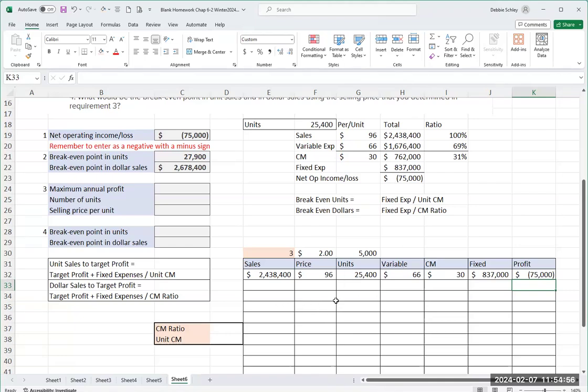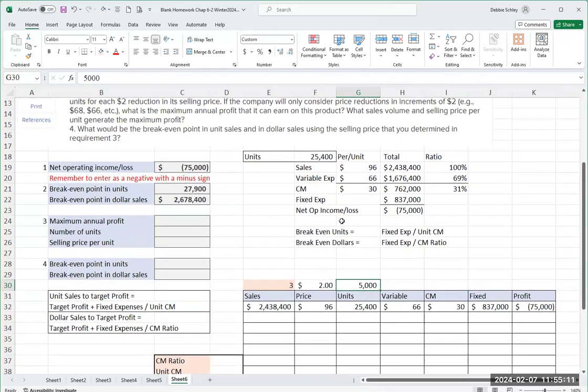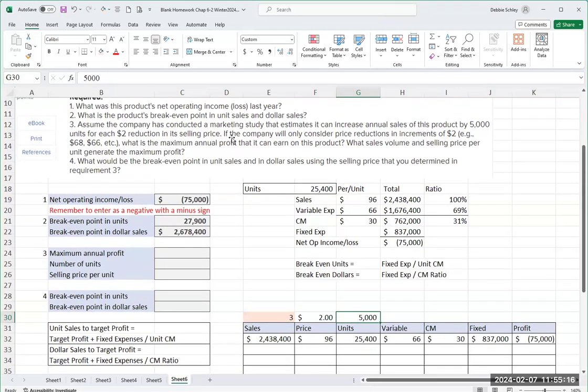So now we're going to fill in the next row of cells. And here's my $2 that each one's going to be reduced by. And here's my 5,000 that each one is going to be increased by. Is that right? $2 reduction in selling price. Let's see, an increase of 5,000 units for each $2 reduction.